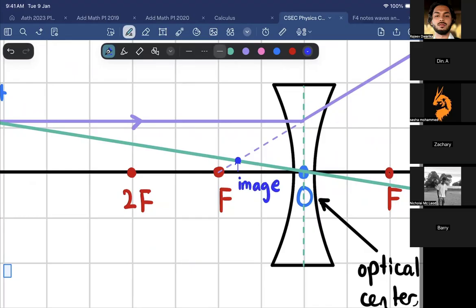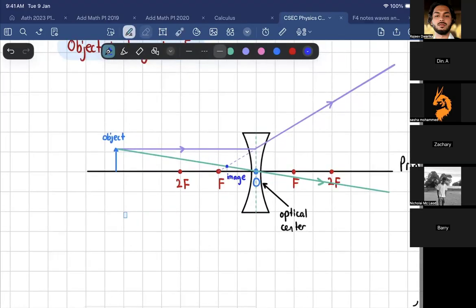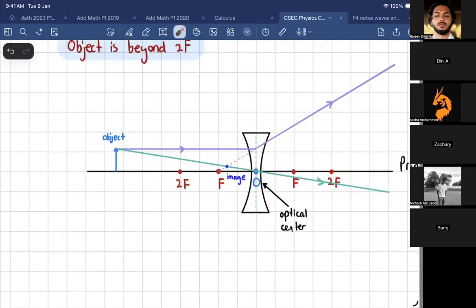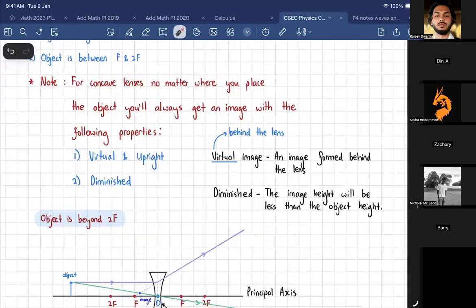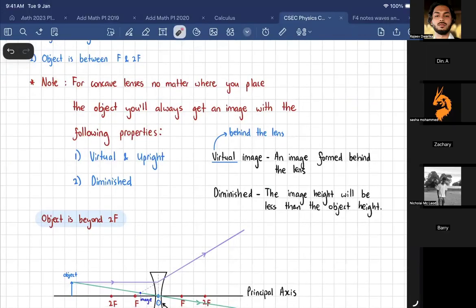Question, was the image bigger or smaller than the object? Smaller. Danelle, if you're looking at the height of the image, which one is bigger, the image or the object? The object. So, do you understand why I said earlier that for a concave lens, no matter where you place the object, you'll always get an image that is virtual and upright and diminished?